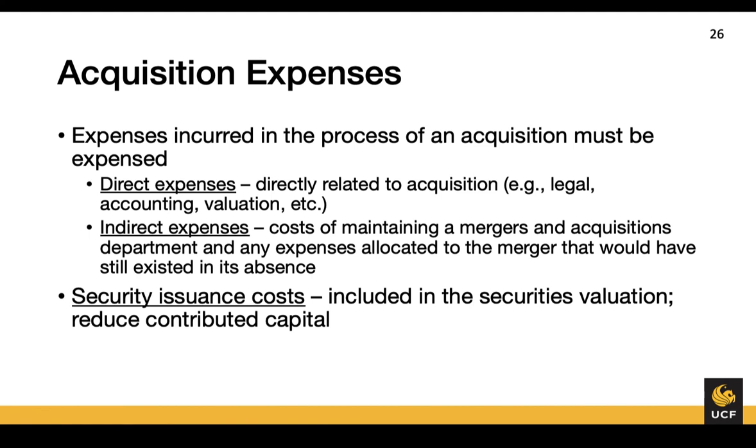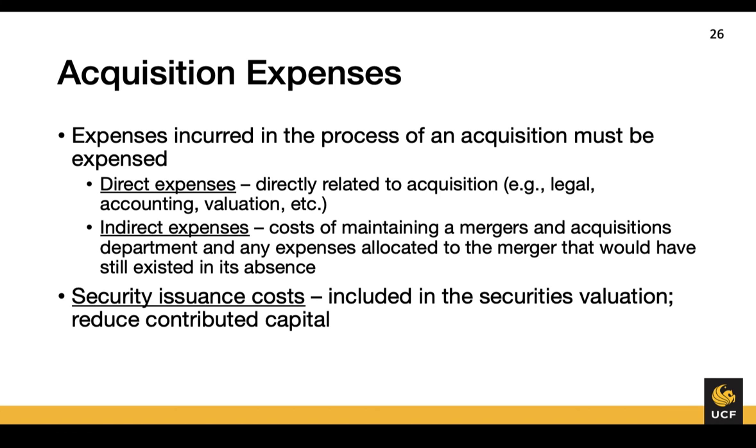Any costs incurred by the acquirer in the process of completing a business acquisition must be expensed immediately. This includes both direct and indirect expenses. Direct expenses are those directly related to the deal: legal fees to draw up contracts, accountants to do due diligence, and valuation specialists to measure fair value, for example. Indirect expenses are those that a company would have incurred whether there had been a completed deal or not, such as maintaining a mergers and acquisitions group to identify potential merger opportunities.